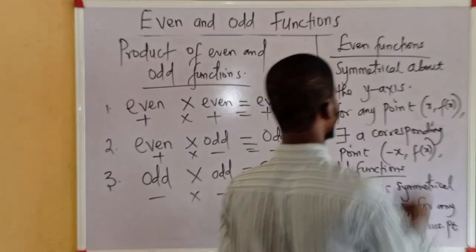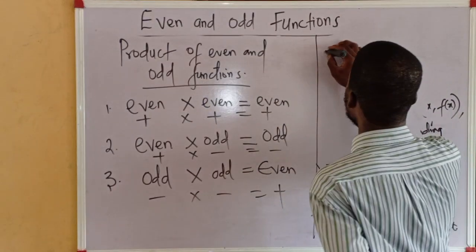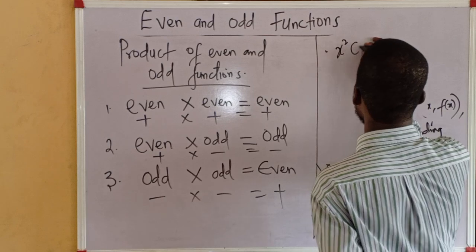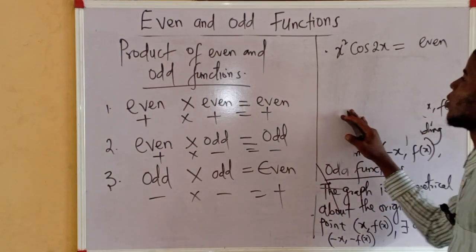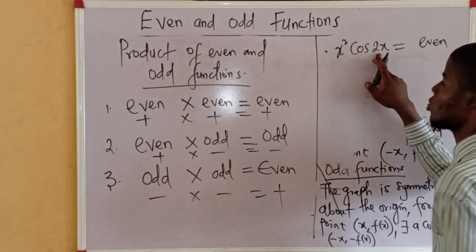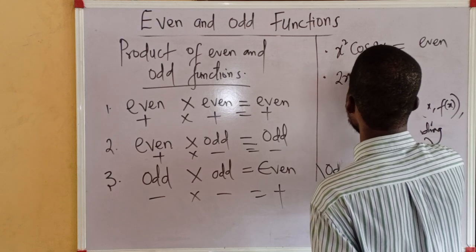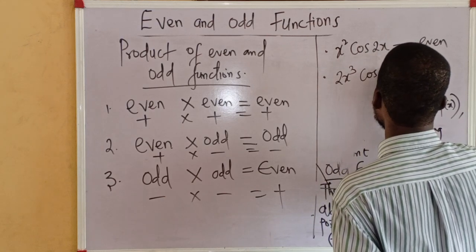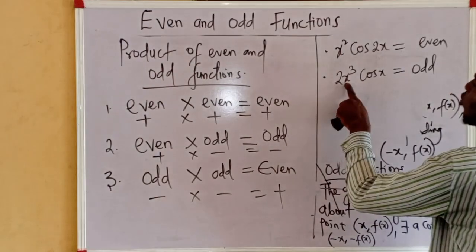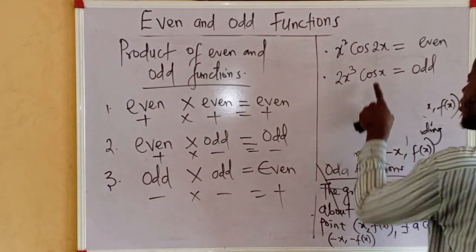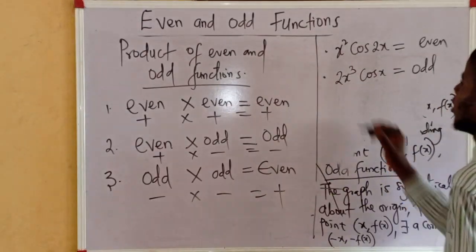So on this note now, we can say that the product of x squared and cos 2x is actually an even function. Yes, because x squared is even, cos 2x is also even, so it will give us even. Now, the product of 2x cubed and cos x is going to be an odd function because 2x cubed is odd, cos is even. So odd times even is going to produce an odd function.